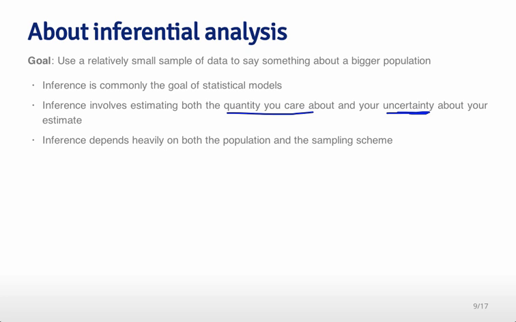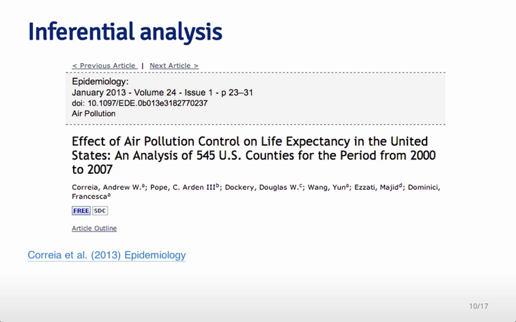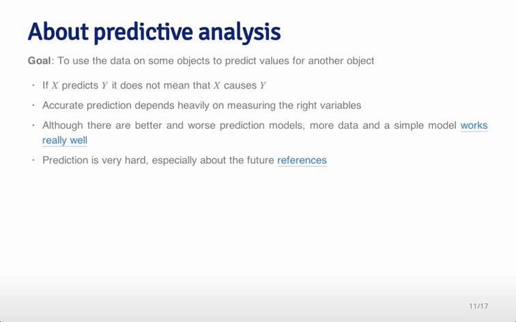It depends heavily both on the population that you're looking at, the group of people or the group of objects that you care about, and the sampling scheme that you've used. So this is an example of an inferential analysis. The idea here is that you're trying to look at the effect of air pollution control on life expectancy in the United States. They haven't analyzed all of the counties in the United States, but they've analyzed a subset of counties, and they're using that to try to infer something about what's generally happening in the relationship between air pollution and life expectancy.